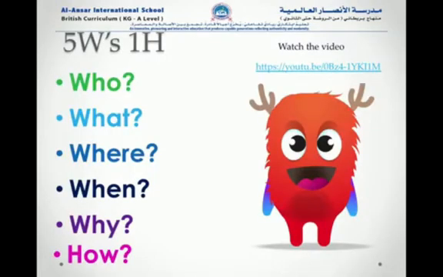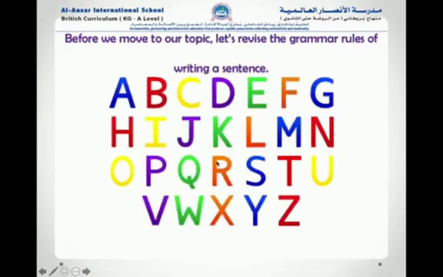Now these are your 5 W's and 1 H. Who, what, where, when, why, and how. These are your question words that you will ask yourself about the topic. You will answer the questions that you give yourself and then you will write your paragraph. Now if you still need time to understand the 5 W's and the 1 H, you can watch this video which will help you understand it a little more.